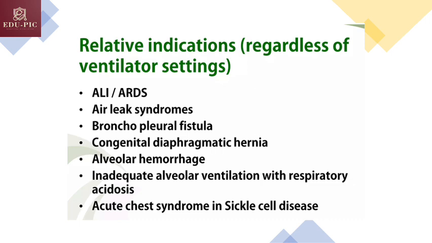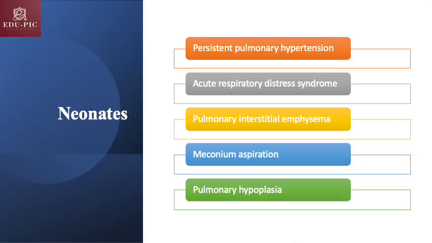We have some relative indications as well, regardless of the ventilator setting. In case of acute lung injury or ARDS, air leak syndromes, bronchopleural fistula, congenital diaphragmatic hernia, alveolar hemorrhage, inadequate alveolar ventilation with respiratory acidosis, acute chest syndrome, and sickle cell disease. And in neonates, if there is PPHN, or persistent pulmonary hypertension of the newborn, acute respiratory distress syndrome, pulmonary interstitial emphysema, meconium aspiration, and pulmonary hypoplasia, all these are indications for high frequency ventilation in neonates.